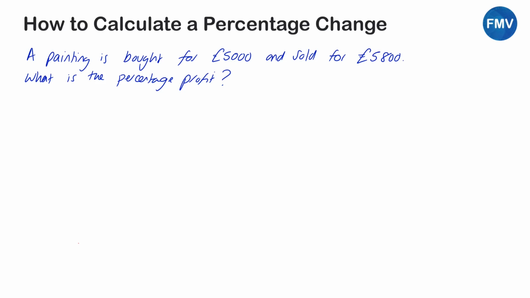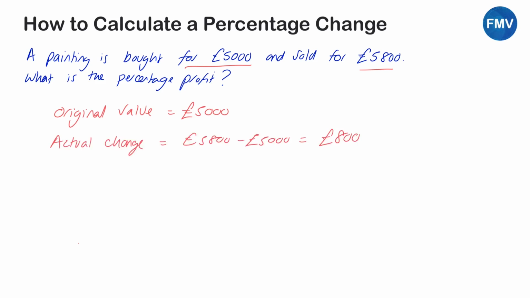So in this first question here, a painting is bought for £5,000. Now before we go any further, what we're doing here is identifying what is the original value. So our original value is £5,000. Let's carry on, and it's sold for 5,800. So we can see the difference between 5,800 and 5,000 is £800. So the actual change is £800.